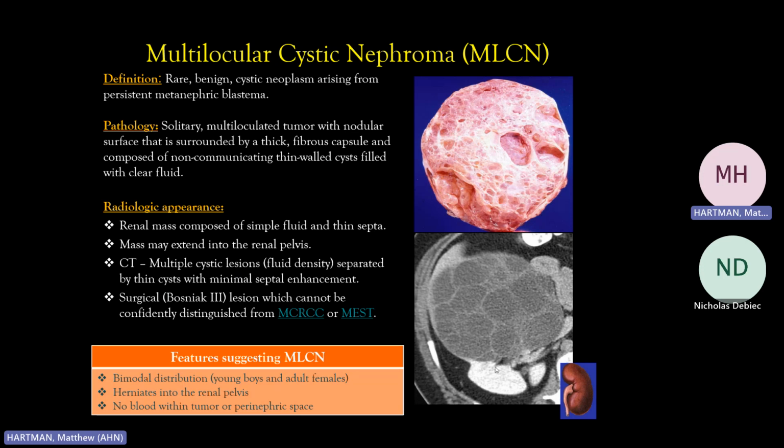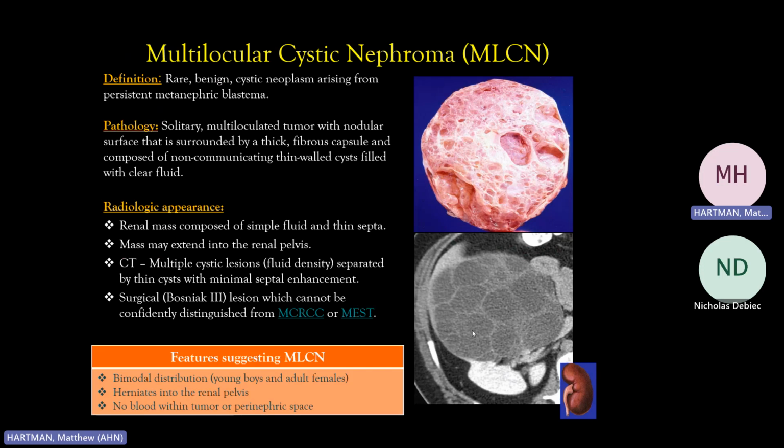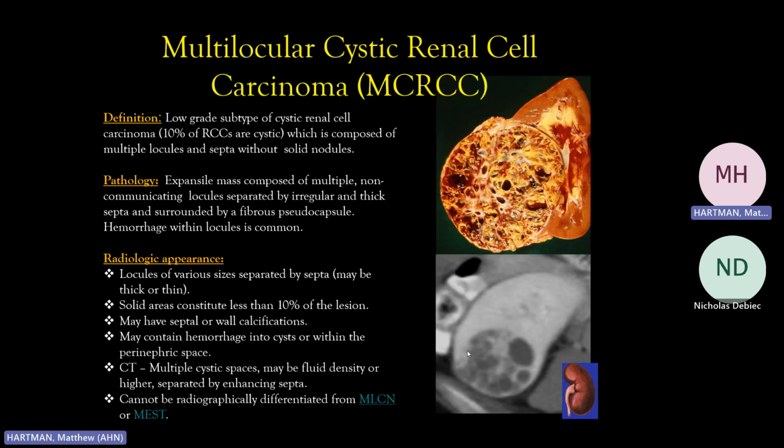It can herniate into the renal pelvis, which can sometimes help us distinguish it, but ultimately, this looks very similar to our next process, multilocular cystic RCC, such that radiographically, we cannot distinguish between these two entities and have to give that differential. 10% of RCCs are cystic and can look like this.